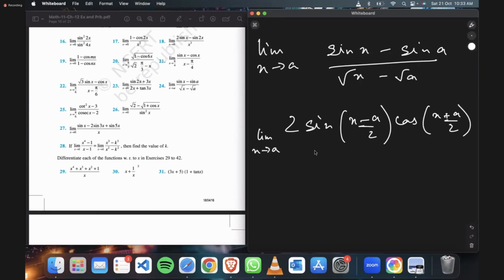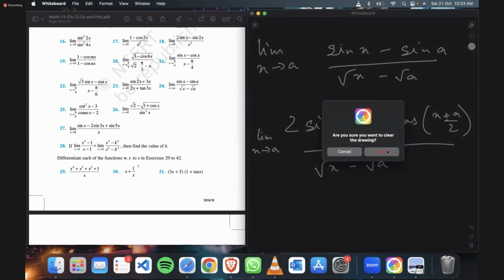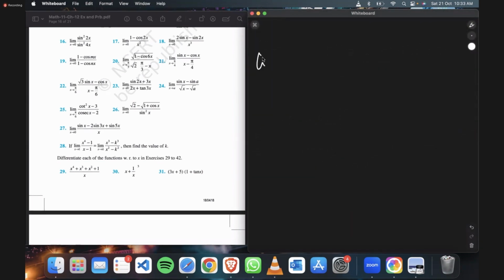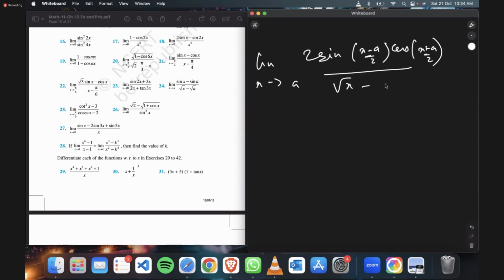Limit x tending to a, and in the denominator I have root x minus root a. All right. Now, what can we do further? We can multiply with the conjugate. Yeah. So let me just write it again in a shorter font. So my limit x is tending to a, I have a sine formula product with the cosine one. In denominator, I have root x minus root a multiplied with its conjugate. Yeah. All right, I can do this.